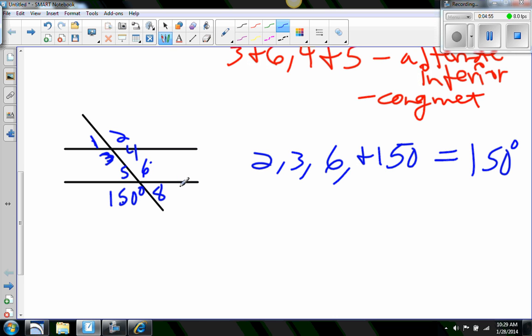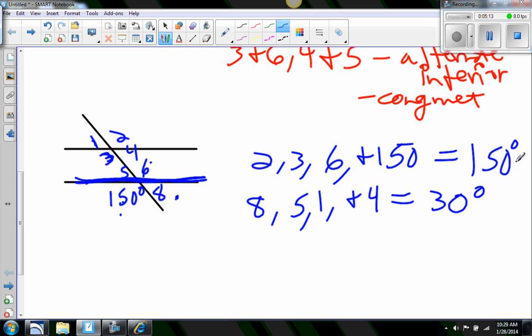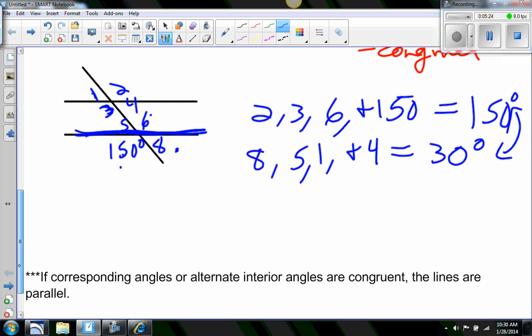And how do I figure out 8? Well, these two together make a straight line, right? So that's 180 degrees. So if 150 plus the measure of this has to equal 180, then angle 8, angle 5, angle 1, and angle 4 all have to be the same, which is 30 degrees, because my 150 and my 30 add up to 180. So that will always be the case. You can use those rules when you have parallel lines cut by a straight line, which is called a transversal.